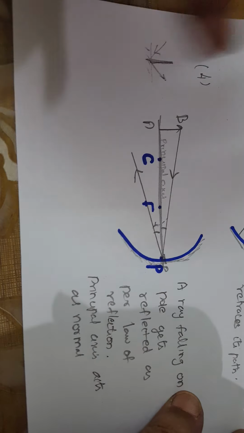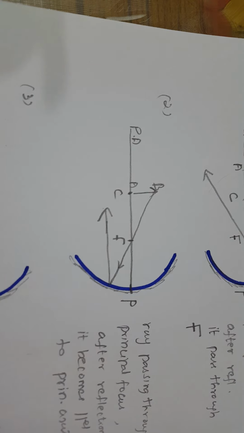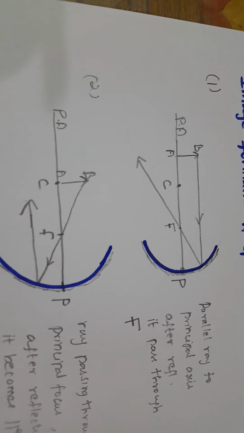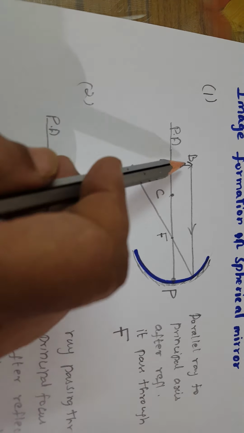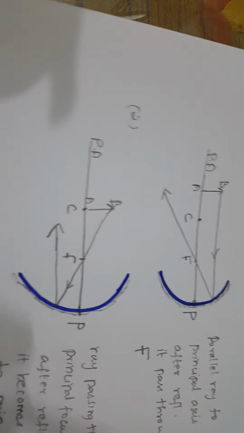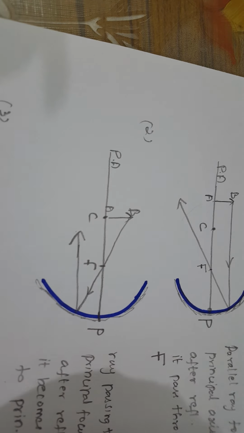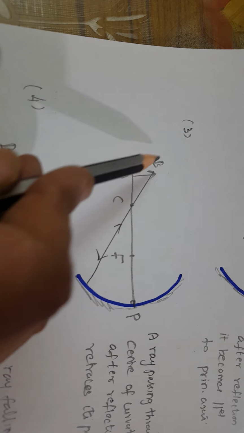Got it, children? In these 4 rules, at least you have to apply 2 rays. At least 2 rules you have to use to locate the image position. At least 2 rules use pannina tha image oda position you can find out. Quickly we will recollect, children. A parallel ray after reflection passes through the focus. A ray passing through the focus becomes parallel to the principal axis, and a ray passing through the center of curvature retraces its path.